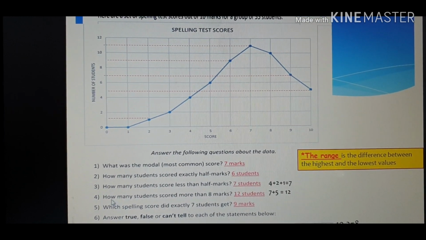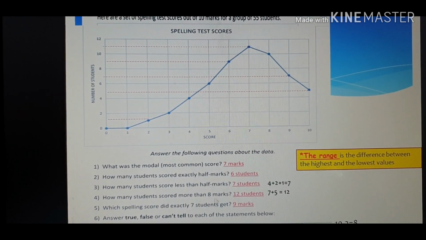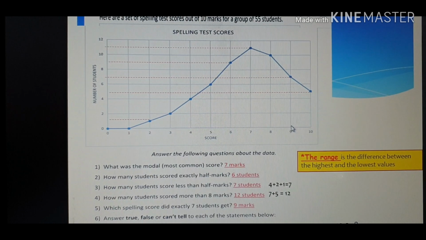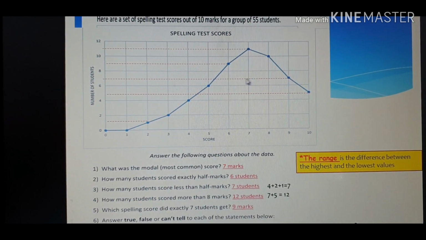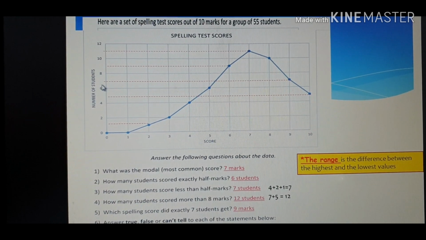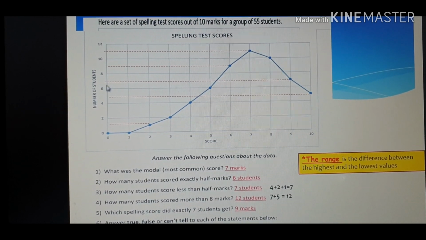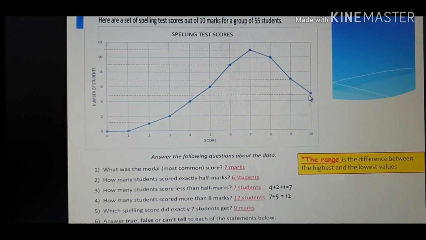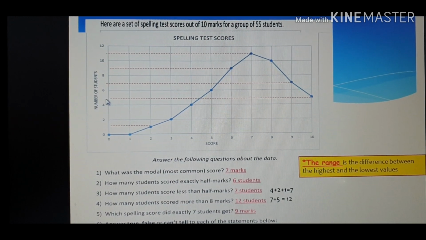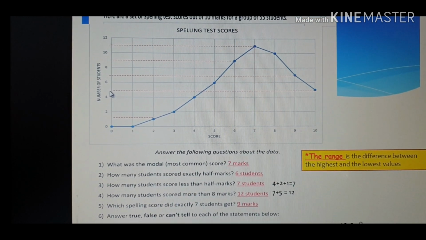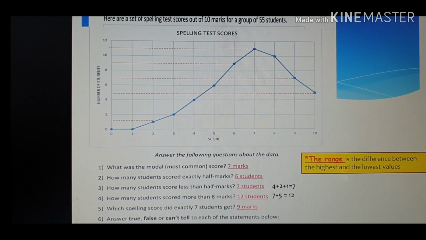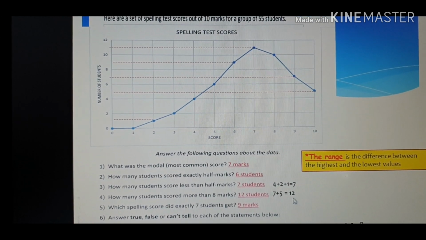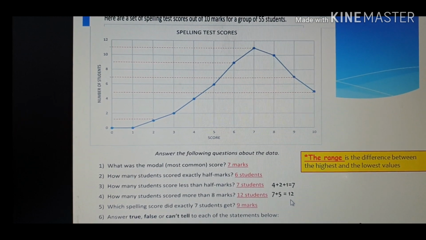Okay. Number 4. How many students scored more than 8? More than 8 means 9 and 10. I will go to 9 on the score line and go up to find the number of students, then move to the left. It's between 6 and 8, so it's 7. 7 students got 9. What about 10? I go to 10, move up and then to the left. In the middle between 4 and 6, that means 5. 5 students got 10 marks. So 7 students plus 5 students is 12 students who got more than 8 marks.